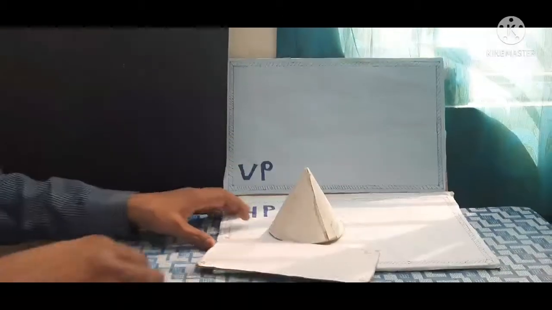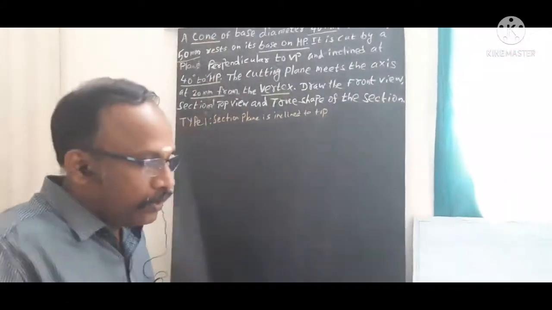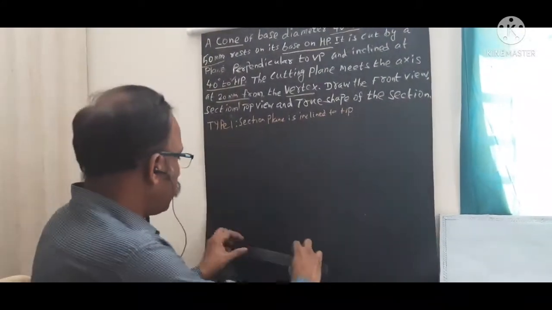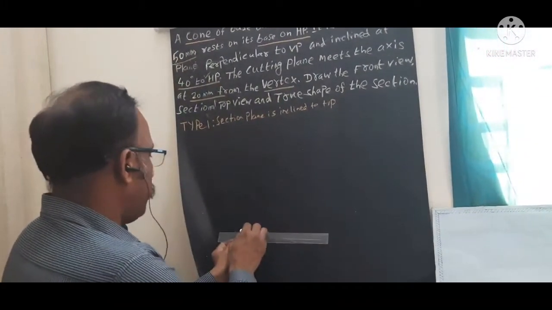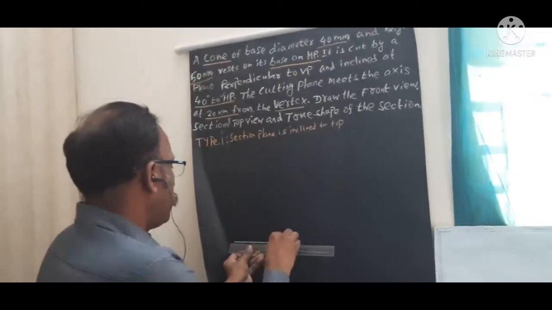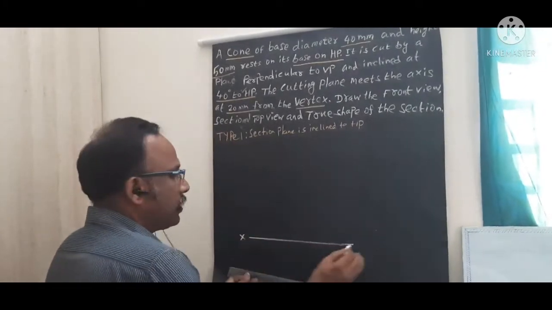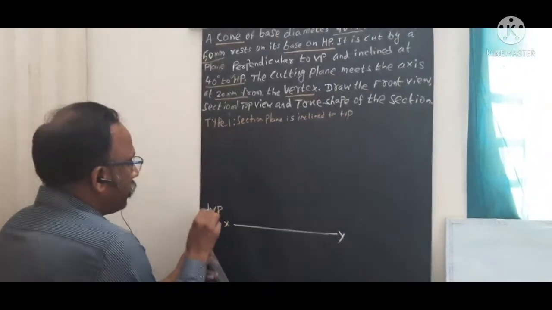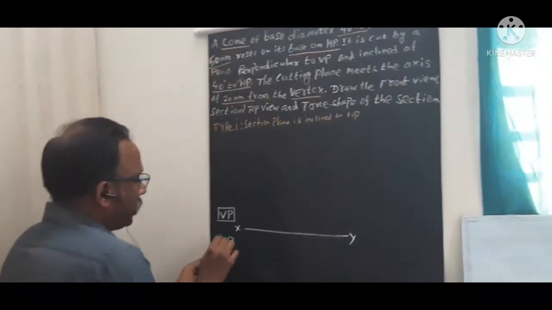Now I will explain the same by using our board. So how are we going to solve this particular problem? We know the first step. Always we need to draw the XY reference line first. This is the XY reference line. Above the XY line you mark the vertical plane, and below the XY line you mark the horizontal plane.